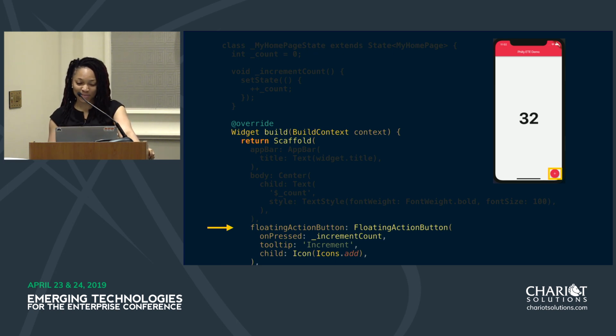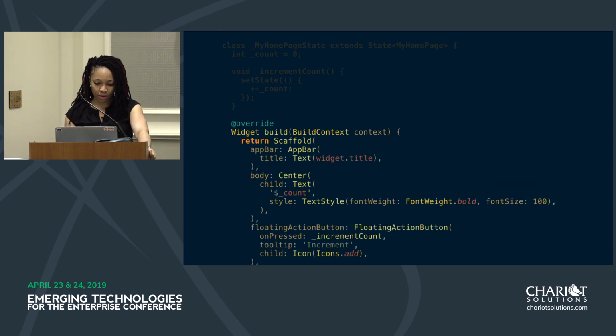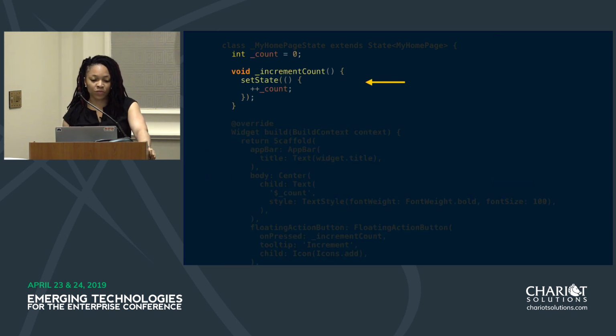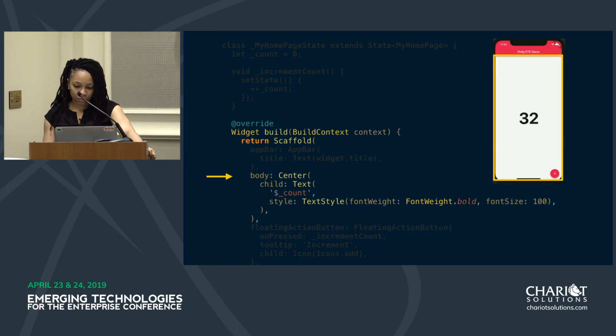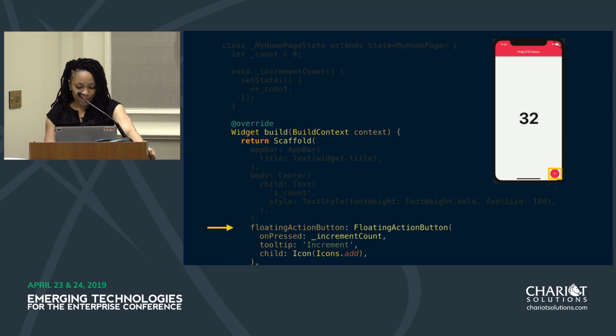we have the floating action button. And when you tap on the floating action button, it calls the increment count function in onPressed. So it calls increment count, and I'm just gonna go back here. This function is what gets triggered when you tap on it. So yeah, that's pretty much it for our demo application.